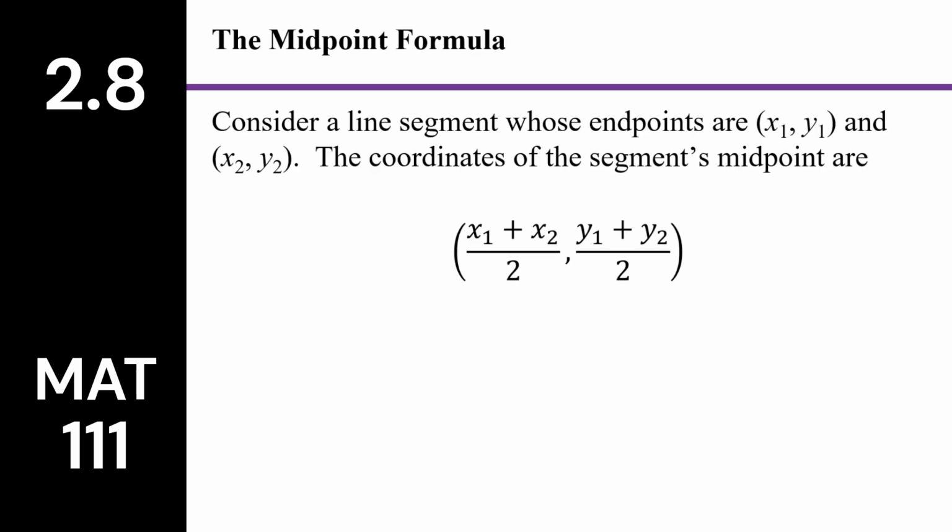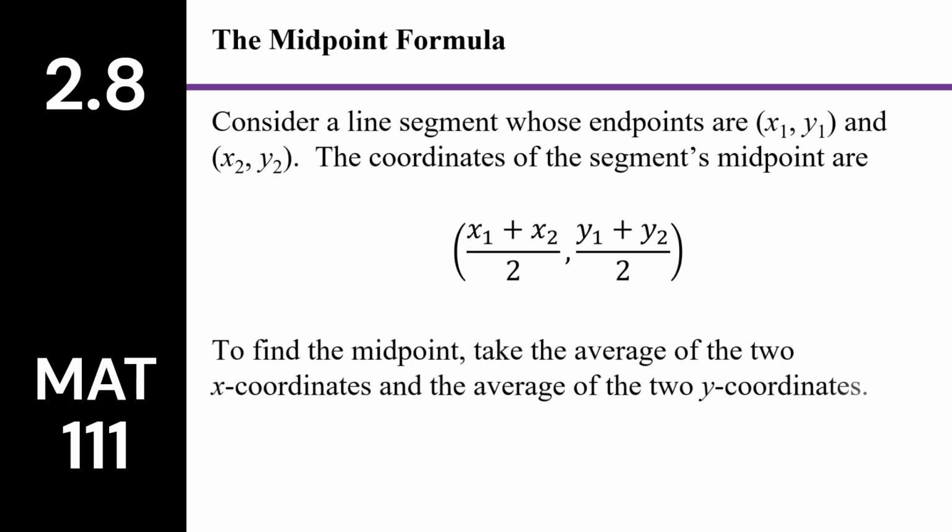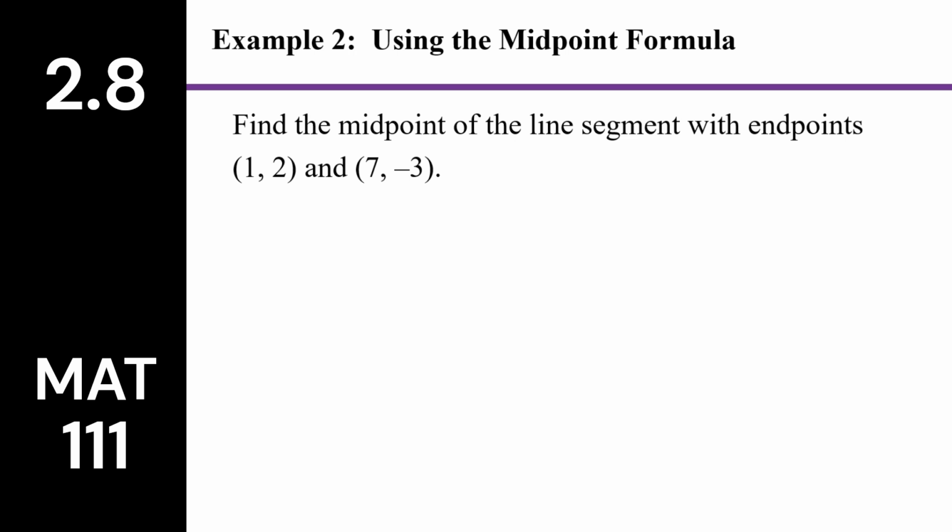Next, we want to look at the midpoint formula. The midpoint formula allows us to find the point that lies directly between any 2 other points. And to find the midpoint, you're going to average the x-coordinates, and then you're going to average the y-coordinates. Let's look at an example of that.